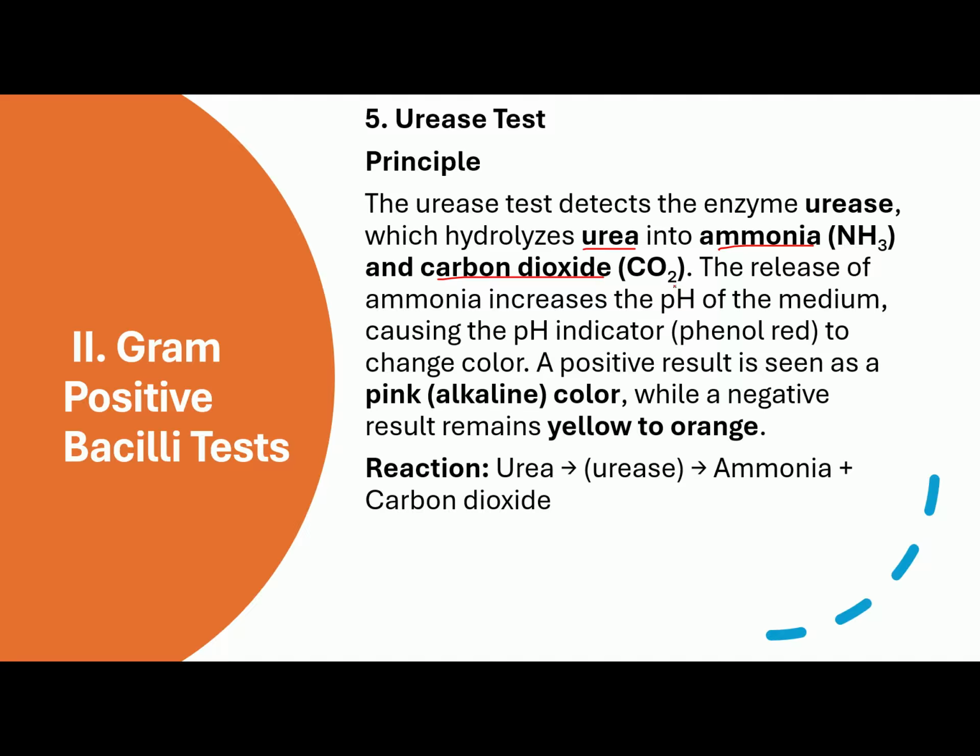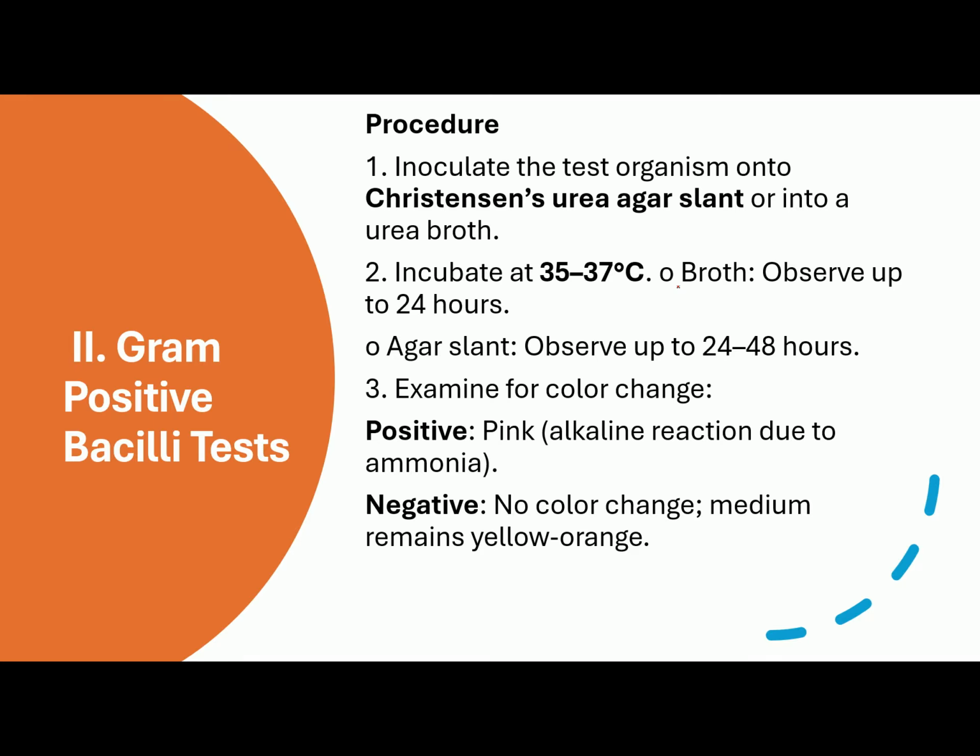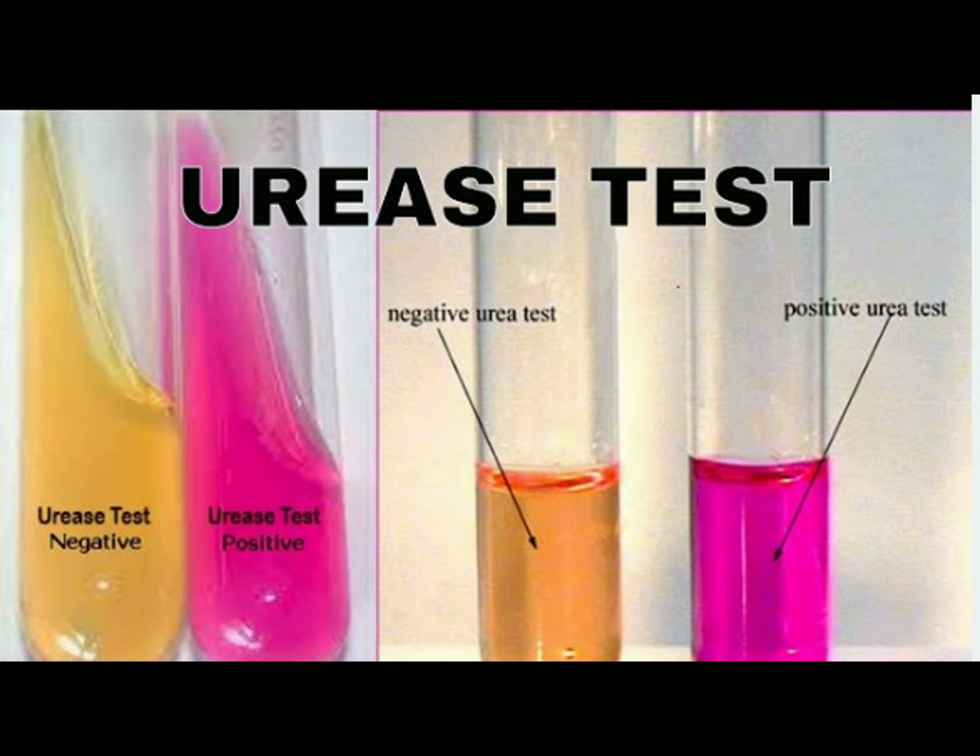Reaction: urea is converted by urease to ammonia and carbon dioxide. So, inoculate the test organism into a Christensen's urea agar slant or into a urea broth. Incubate at 35 to 37 degrees. Broth, observe up to 24 hours. Agar, observe up to 24 to 48 hours. Examine for color change. Positive is again pink. No color change, medium remains yellow to orange.